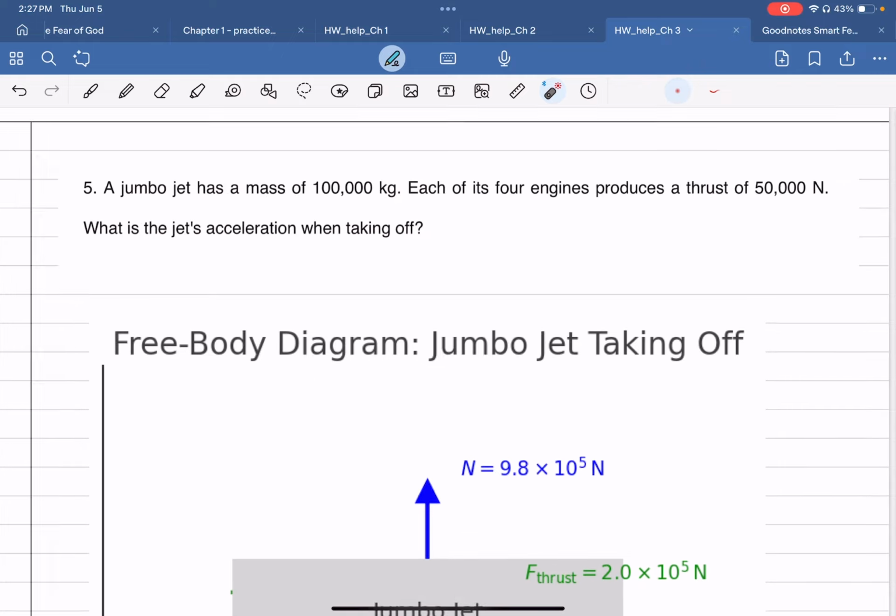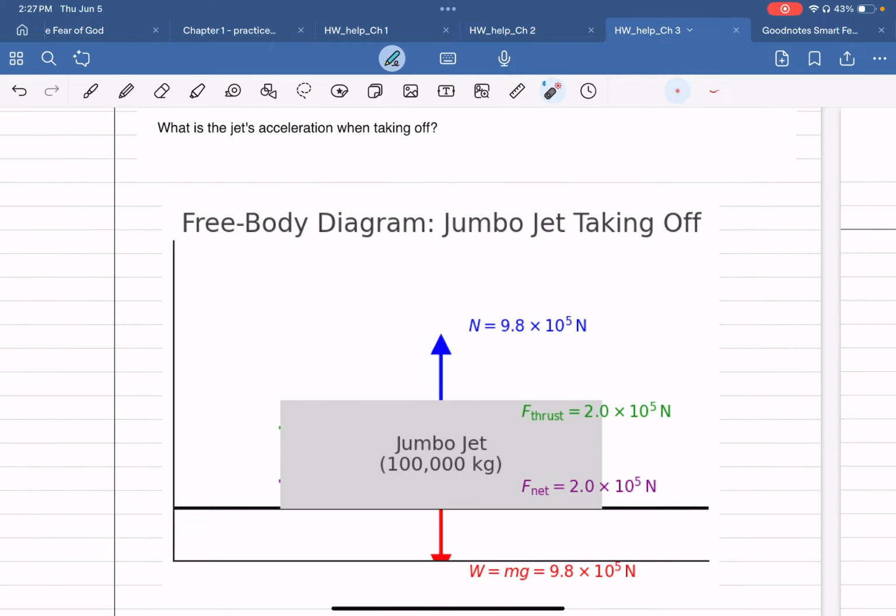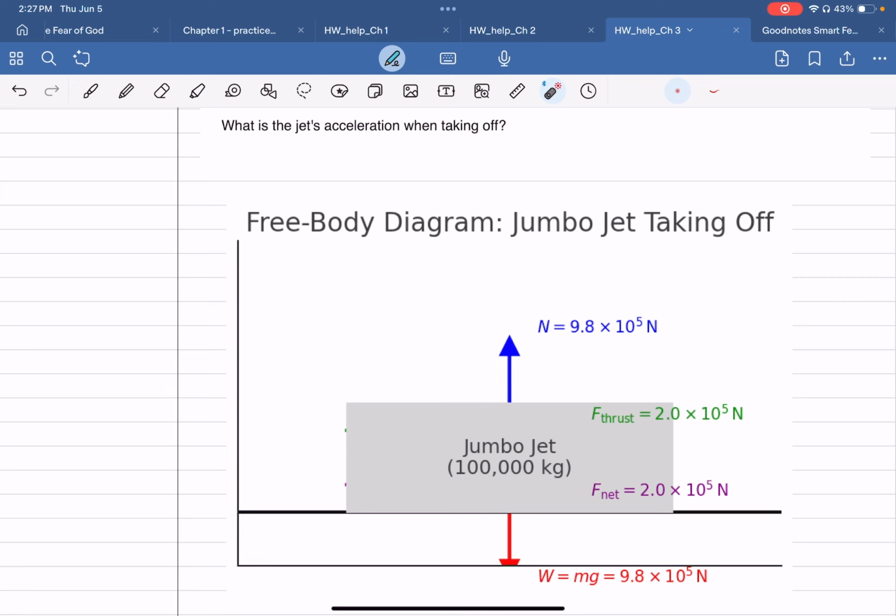So here's the free body diagram again. Notice that the normal force is the same as the weight. We don't need that, that's along the y-axis. The thrust is given as this, and that is the net force because there's no other force mentioned here. No mention of air resistance or friction. So the only force is the thrust by the engines.